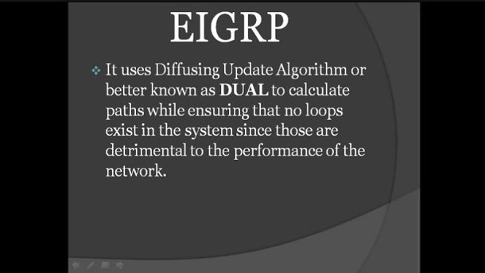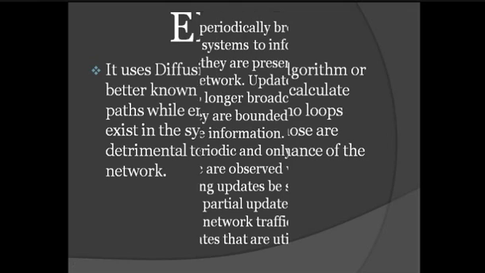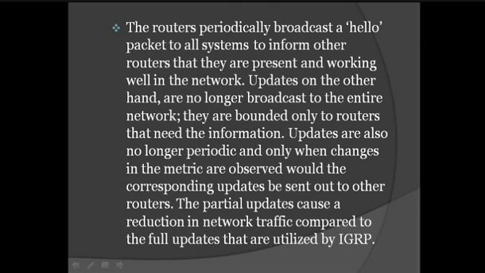EIGRP uses the Diffusing Update Algorithm, better known as DUAL, to calculate paths while ensuring that no loops exist in the system, since those are detrimental to the performance of the network. The routers periodically broadcast a hello packet to all systems to inform other routers that they are present and working well in the network. Updates, on the other hand, are no longer broadcast to the entire network. They are bounded only to routers that need the information.